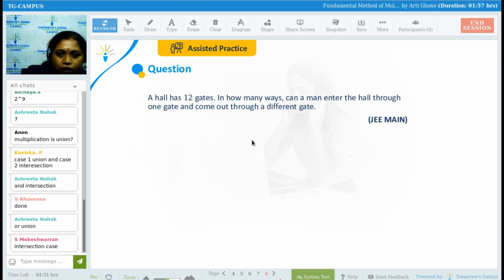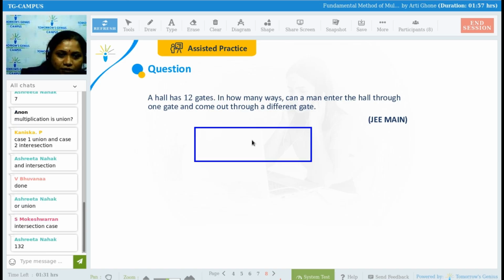Now see, I'm drawing one hall. This is my hall. Just imagine. I have 12 gates over here at the entry point. Okay. Now, in how many ways can a man enter the hall through one gate and come out through a different gate? Now, what will be the answer? Just imagine, then and only then will your answer be correct.